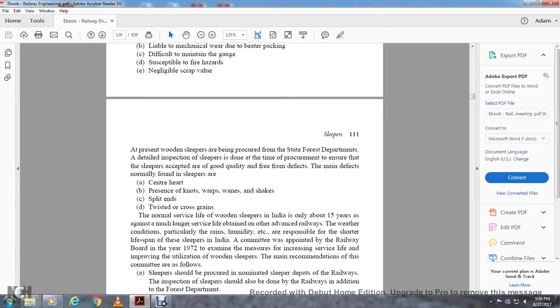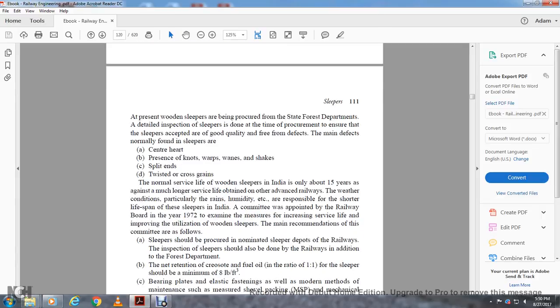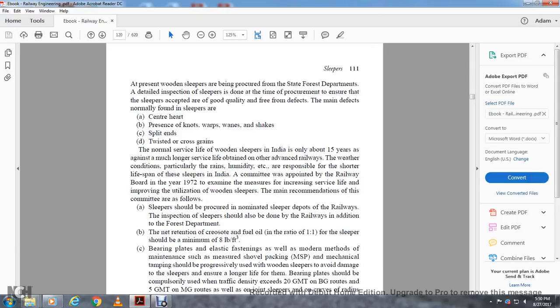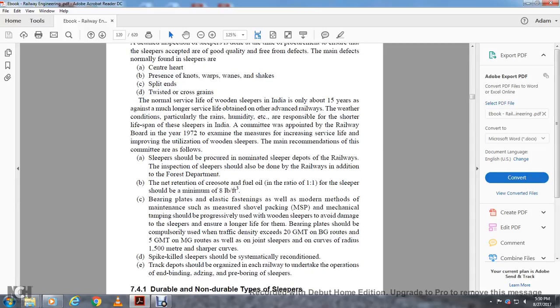The main recommendations of the committee are as follows: the sleepers should be procured from nominated sleeper depots of the railways. The inspection of sleepers should also be done by the railways in addition to the forest department. The net retention of creosote-type fuel oil in the ratio 1:1 for the sleeper should be a minimum of 8 pounds per cubic foot. Bearing plates and elastic fastenings should be used. Modern methods of maintenance should be adopted with shovel packing. Mechanical tamping should be progressively used with wooden sleepers to avoid damage to the sleeper.